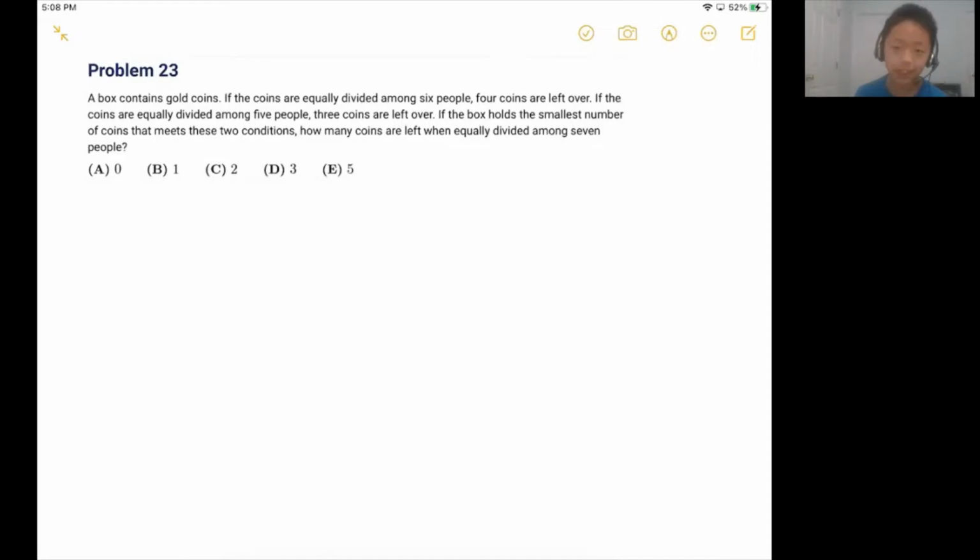One way to solve this would just be guess and check. You could say, suppose the box contained 1 gold coin. Does it satisfy the conditions? If not, let's check 2 gold coins. Does it satisfy? If not, we check 3 gold coins. You could do that, but that would be very time consuming, and you don't have the time to waste on the AMC. So to do this question efficiently, we can use modular arithmetic.